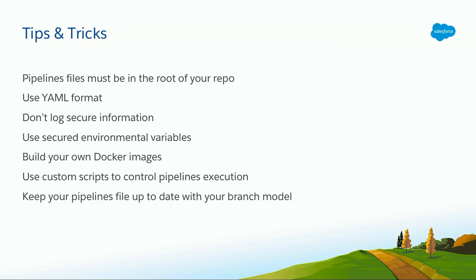So now, some tips and tricks about pipelines. For instance, it's very common that you run into issues and things stop working. So please keep in mind that the file has to be in the root of your repo. Also, check the format, ensure that the spaces you're using are correct. Also, check the name of the file. It has to be bitbucket-pipelines.yaml. It's very important.